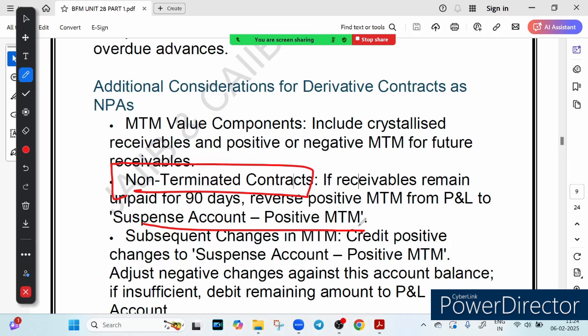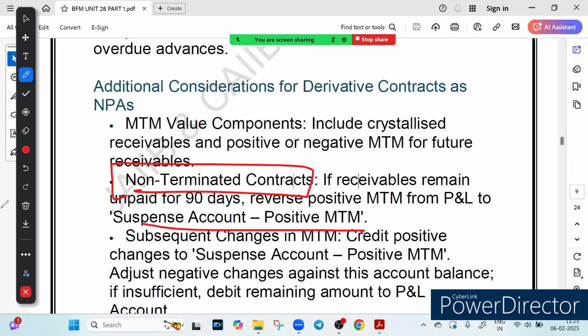So what is MTM? We have just talked about it, where we adjust the value of an asset based on the current market condition. You expected that you will receive a certain amount when you made the deal, right? But you have not received it for 90 days, right? So what will happen? That positive MTM will be reversed. It means you have already booked it in your profit and loss account, but it will get transferred to a special account which we call suspense account. Think of it as saying, okay, we expected this money, but since you did not pay, we will hold it aside for now until we figure things out. This is like putting an unpaid bill in a drawer until it is cleared up.